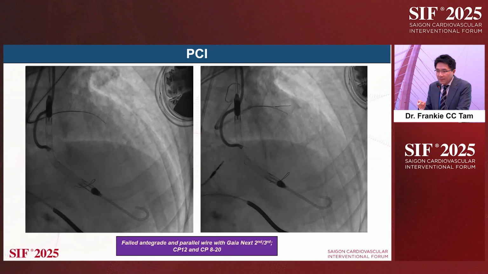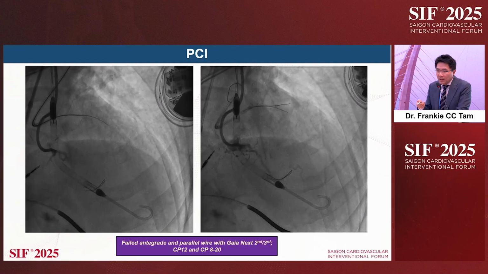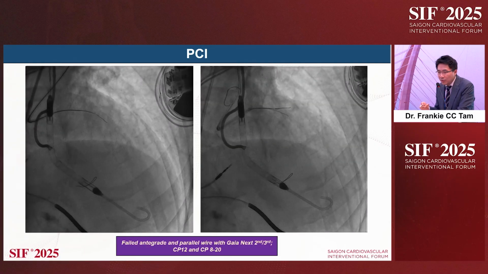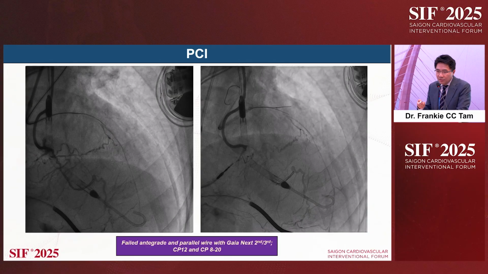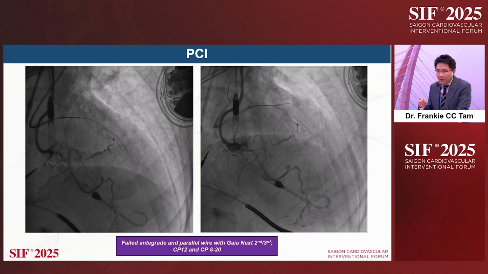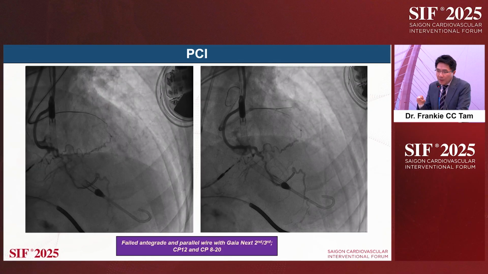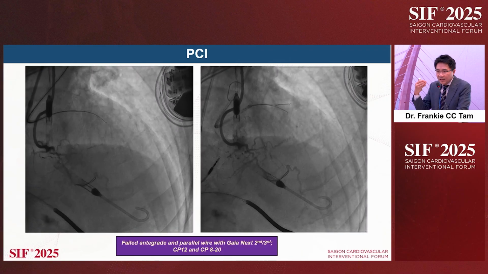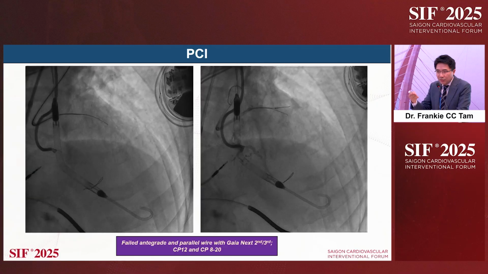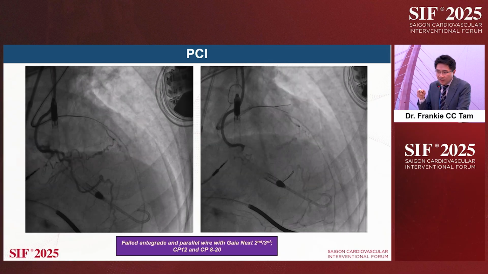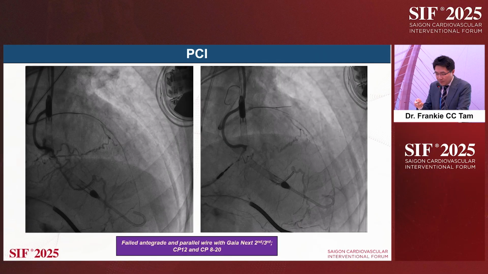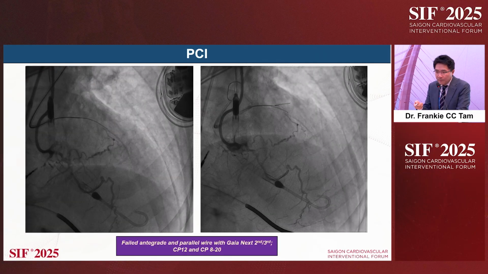All right, so we attempted an integrated approach for this CTO. We attempted multiple wires, integrated parallel wire with Gaia 2, Gaia 3, CB12, or even CB820. But because there's a hard plug that starts just distal to the first diagonal, you can see the wire is just in the subintimal space, but cannot go to the mid LAD.